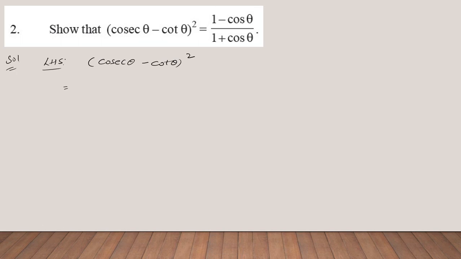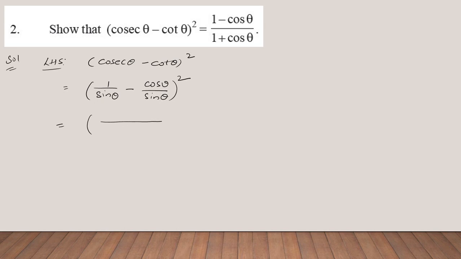Now if you observe, how can you write cosecant theta? Cosecant theta we can write as 1 by sin theta, okay, minus cot theta you can write as cos theta by sin theta, understood? So whole square. Why? Because if you observe the denominators, both the denominators are the same thing. That's why I have written cosecant theta as 1 by sin theta and cot theta as cos theta by sin theta.